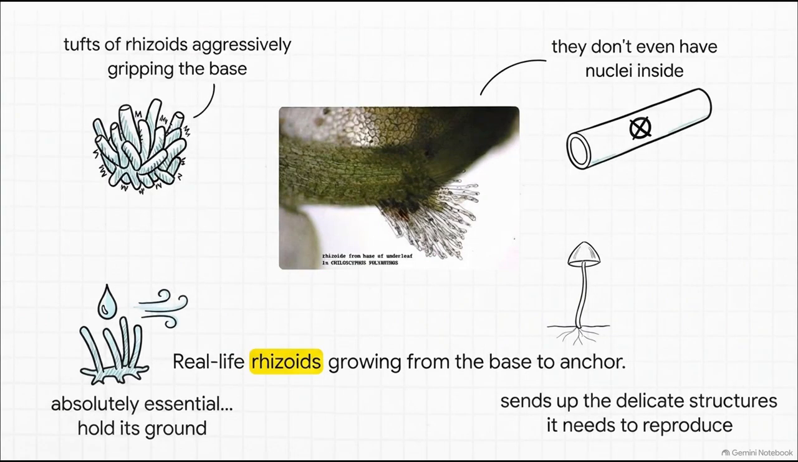And in reality, it looks exactly like this, just tufts of rhizoids aggressively gripping the base of their environment. Actually, what's fascinating is they don't even have nuclei inside these short filaments, but they are absolutely essential. Without them, the fungus literally wouldn't be able to hold its ground against environmental pressures while it sends up the delicate structures it needs to reproduce.